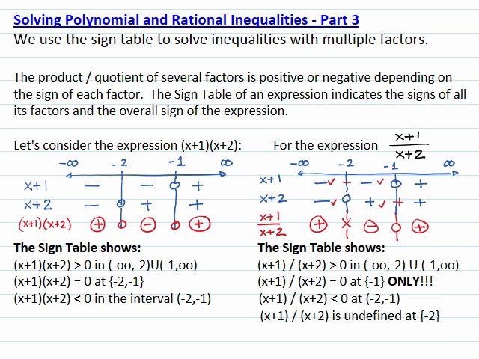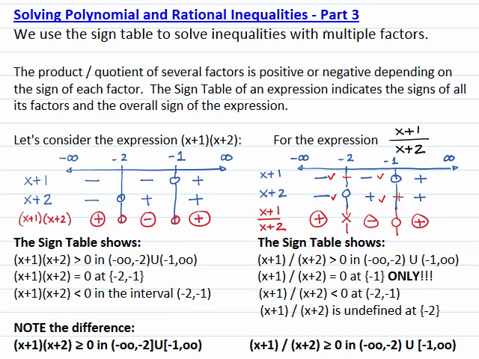The sign table shows that x plus 1 over x plus 2 is positive in the interval negative infinity to negative 2 union negative 1 to infinity. It is equal to 0 only when x is equal to -1. It is less than 0 in the interval -2 to -1 open, and it is undefined when x is -2.